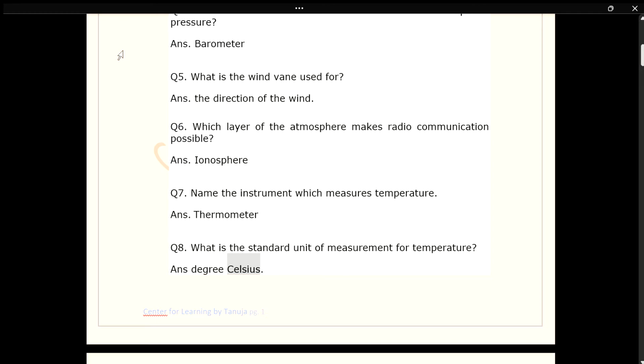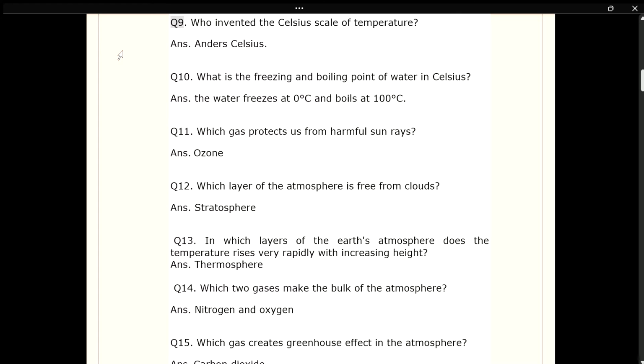Ans. Degree Celsius. Q9. Who invented the Celsius scale of temperature? Ans. Anders Celsius. Q10. What is the freezing and boiling point of water in Celsius? Ans. Water freezes at 0 degrees Celsius and boils at 100 degrees Celsius.